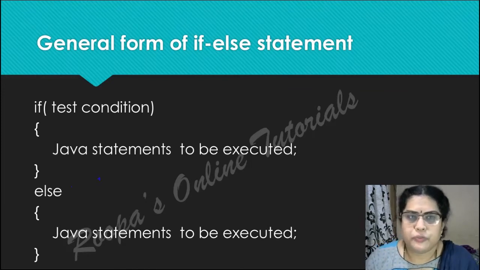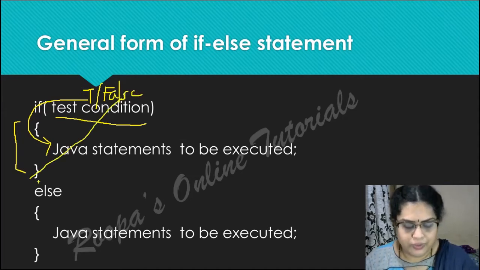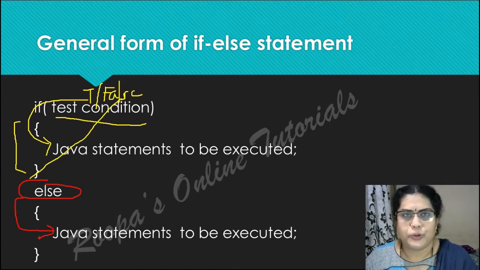Now, let me explain the general form for you. So here we have the test condition. Here, if is a keyword and in the parenthesis we are going to write the test condition. And this condition is going to be checked as true or false. A boolean value will be returned by the if condition. So if this condition is true, it is going to execute these statements in the if block. And if this condition is false, it is going to go to the else part. Whatever is there in the else part will be executed by the compiler. So this is how the if else works.